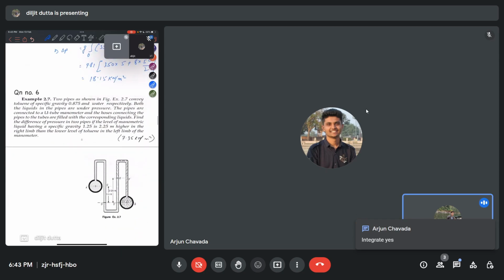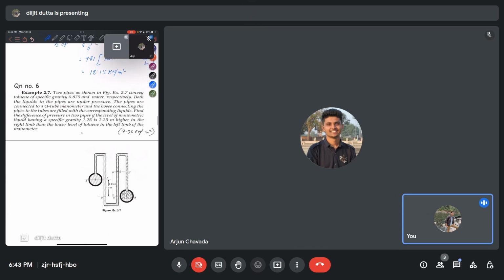So this is again one question. Okay, we will be solving this question now. Two pipes are shown in this figure. One is A and one is B. One pipe carries toluene and the other pipe carries water. The toluene has a specific gravity of 0.875 and the other is water, so specific gravity will be 1 only.